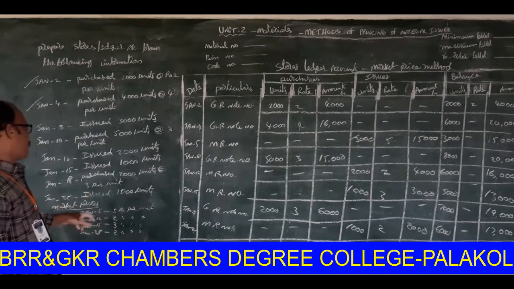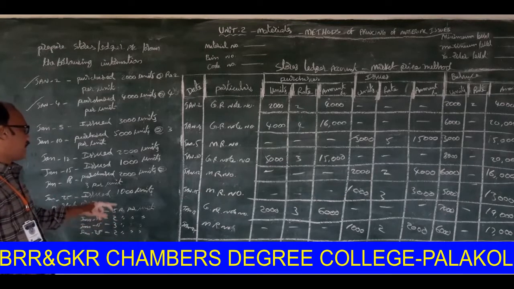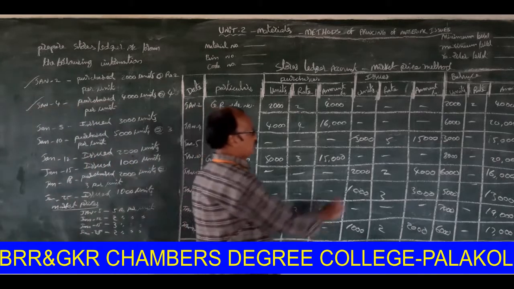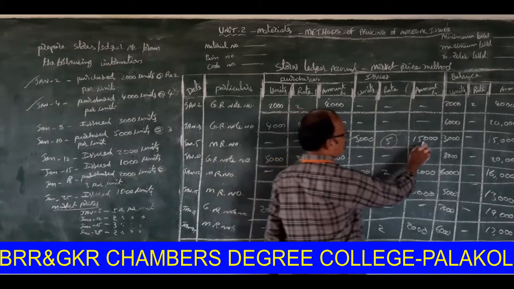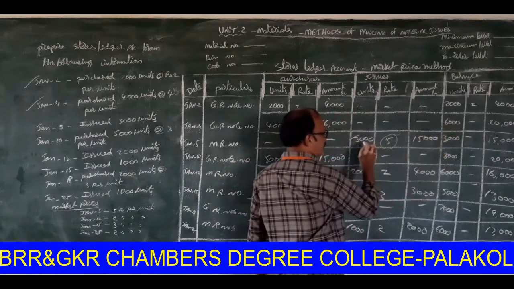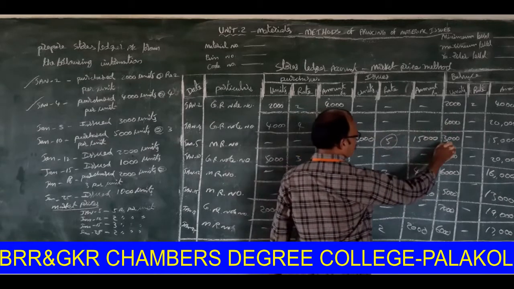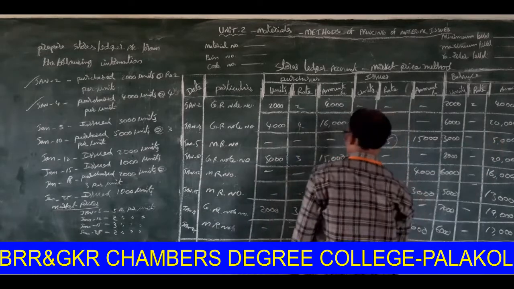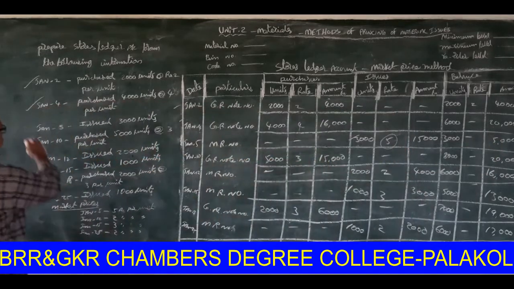So January 5th, the market price per unit is 5 rupees. That's why 3,000 into 5, 15,000. 6,000 minus 3,000, 3,000. 20,000 minus 15,000, 5,000. Right. Next transaction.